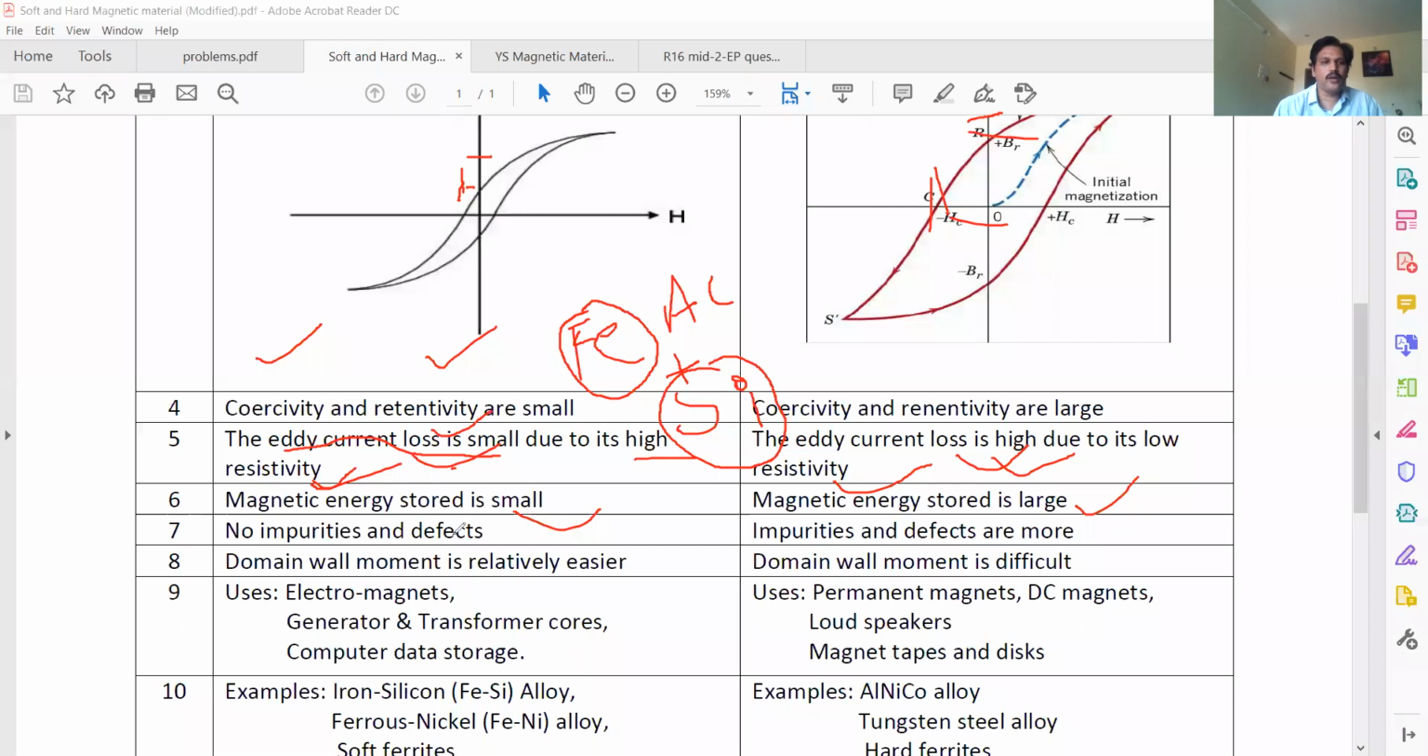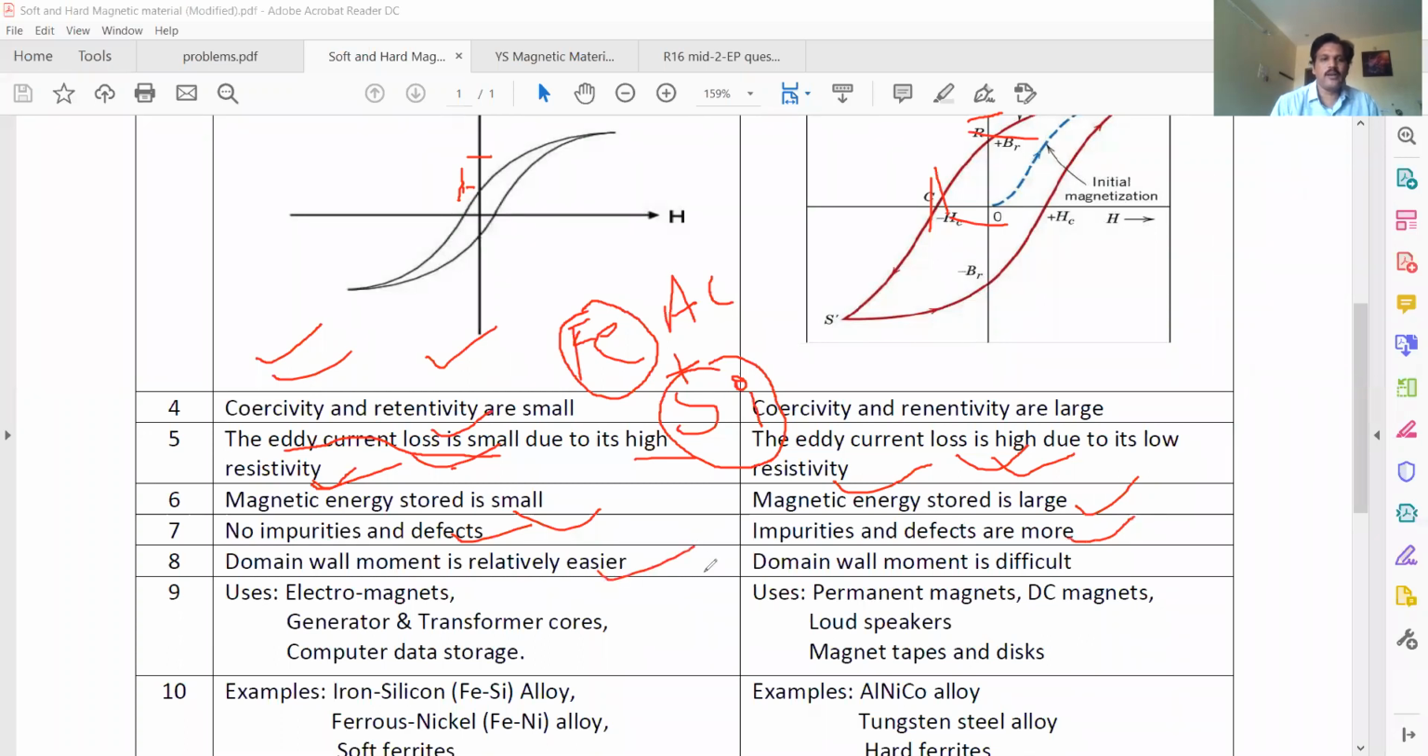Next difference: no impurities or defects in soft magnetic materials. Defects also impact the magnetic properties of the material. If impurities and defects are present in soft magnetic materials, then the coercivity value increases. So in soft magnetic materials there should be no impurities and defects; if there are impurities, you have to avoid them. In hard magnetic materials, impurities and defects are more, quite the opposite.